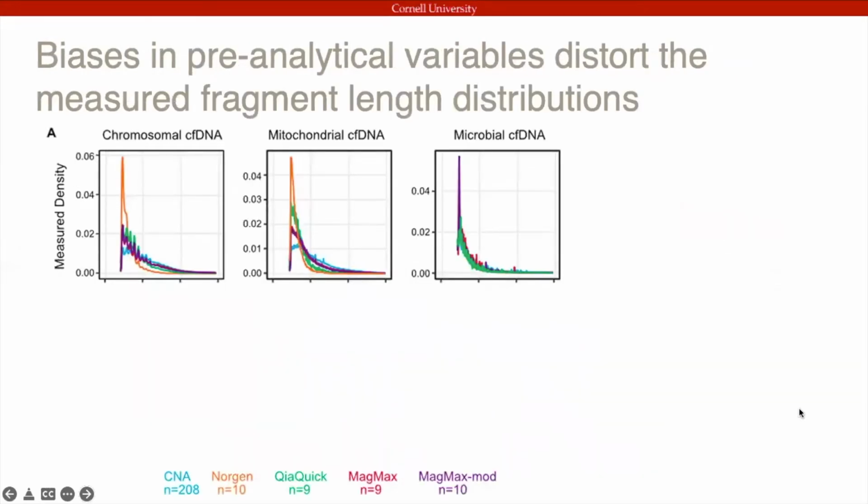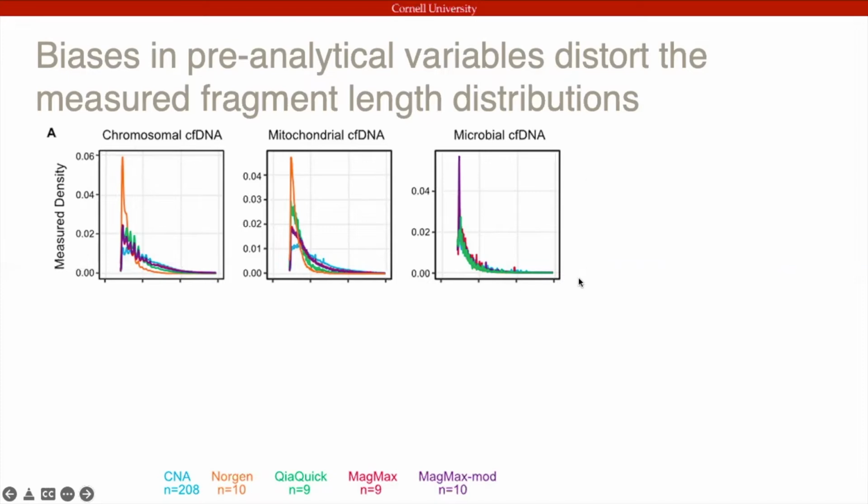Using this model, we assayed 305 urine samples using 5 different cell-free DNA isolation kits, and we looked at their fragment length profiles. Again, for chromosomal cell-free DNA and mitochondrial DNA, we are seeing differences based on the cell-free DNA isolation kit used. So that Norgen kit that was highly efficient at recovering short fragments, again, we're seeing a strong peak here near the shorter fragments than say the CNA kit, which did not favor short fragments as strongly.